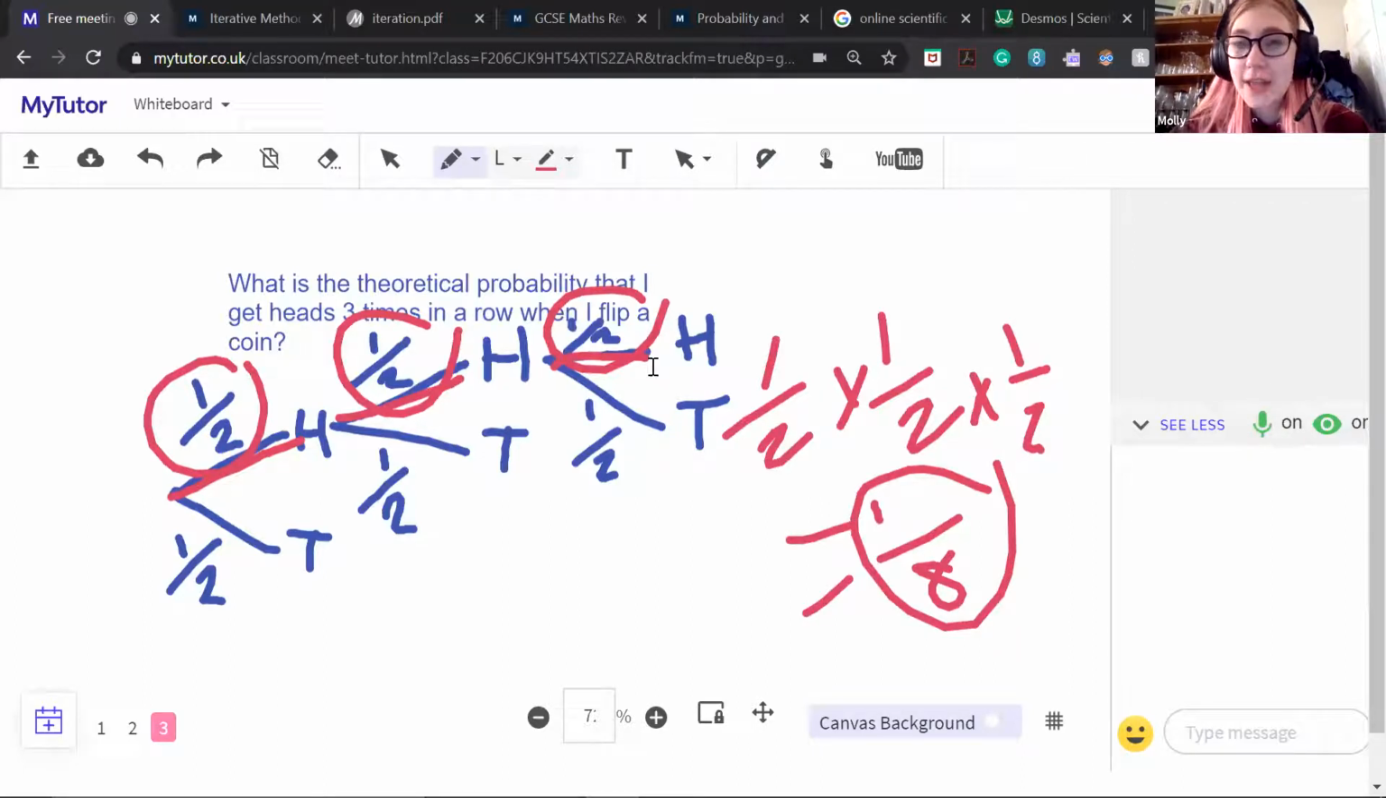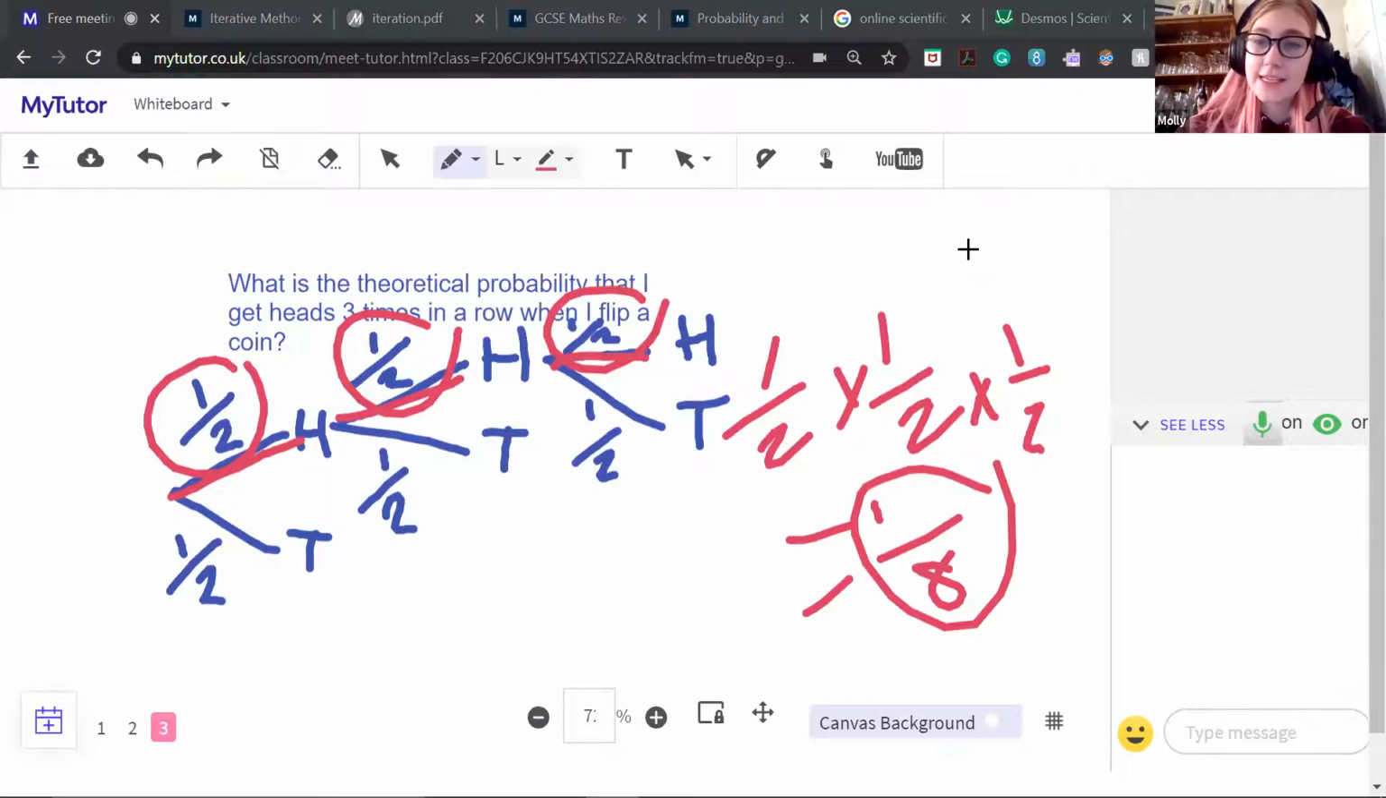So the key thing to note here is that basically 'and' is multiplication. So this happening and this happening, you multiply the probabilities together. If you want something or something else happening, you add the probabilities together.